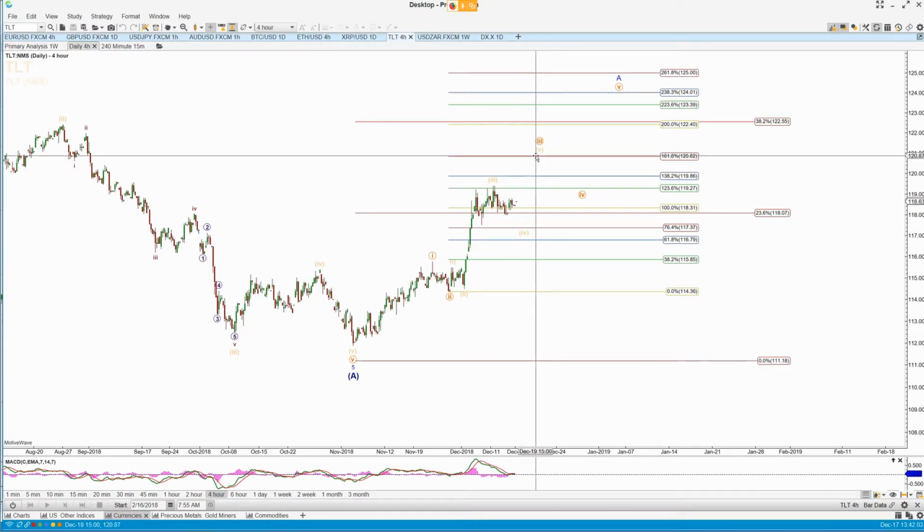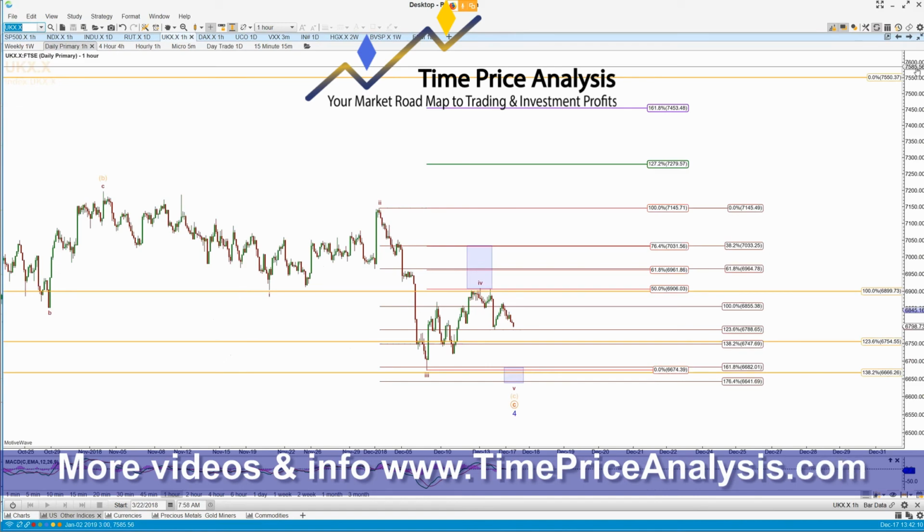Quick look at bonds. They're just consolidating here, looking for a small drop down to 117.37, then a move up to 120, 121 area in TLT.